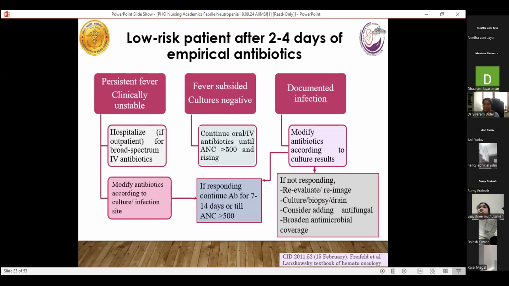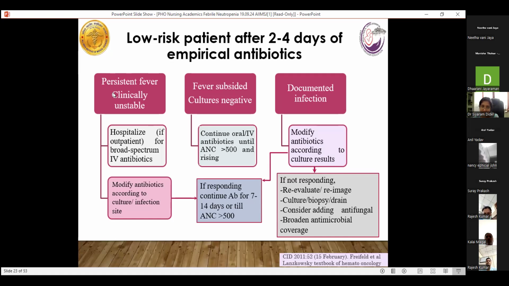So after classifying patients as low risk or high risk, we have initiated antibiotics. We have started both the risk groups on empirical antibiotics. Now we are following the patient. After 2 to 4 days of fever, we have to reassess the patient. Now there can be 3 scenarios. The patient might have a persistent fever and the child becomes clinically unstable. The second scenario is that the fever might have subsided and cultures are negative, and the third one is that there is a documented infection.